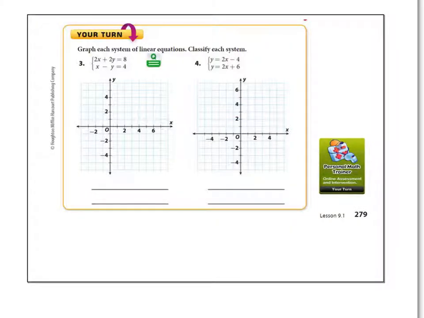So here we have two more to practice. So number 3, we're going to do it step by step, giving you a step to do each time. And then number 4, you're going to try that all on your own. So here we're graphing and then also classifying.